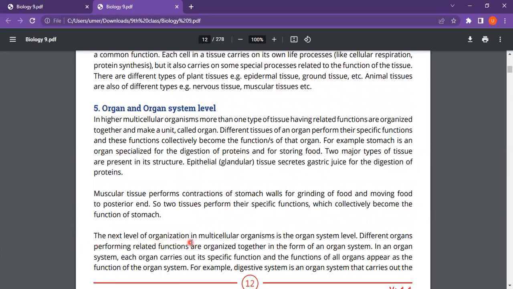The next level of organization in multicellular organisms is the organ system level.